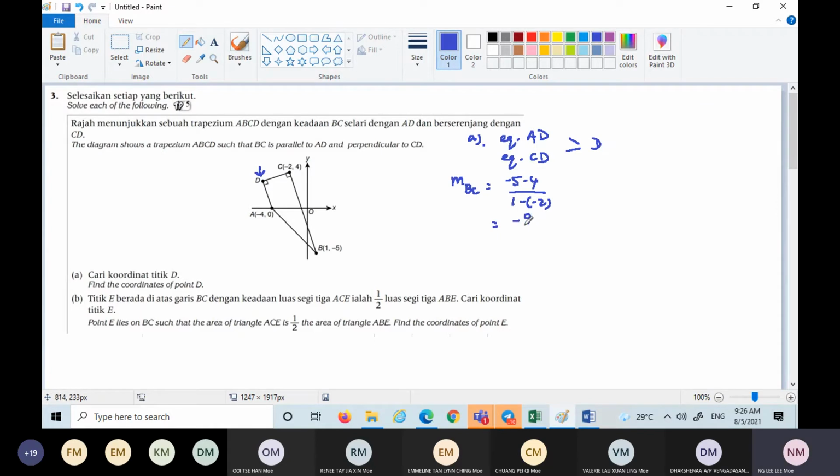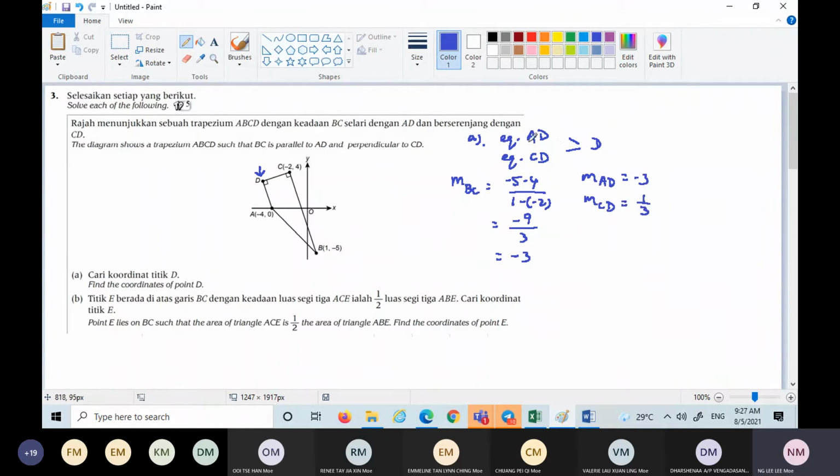Okay, so this is a -9. 1 plus 2 is 3. So this is a -3. Okay, so this one, the gradient is -3. So AD, the gradient is also -3. So the gradient of AD is also -3. Then the gradient of CD will be 1/3.